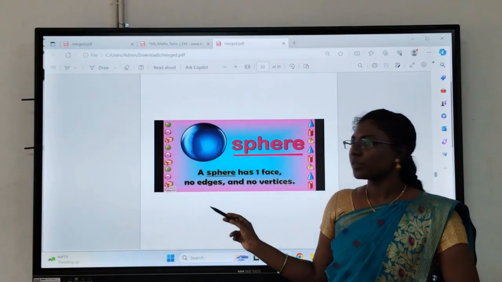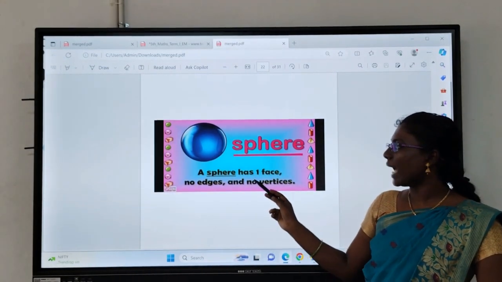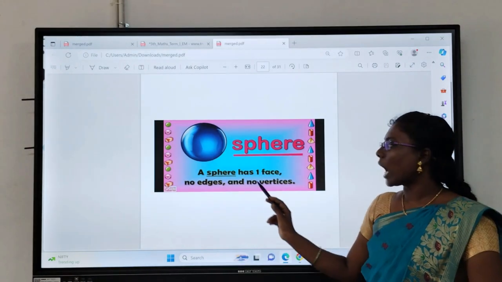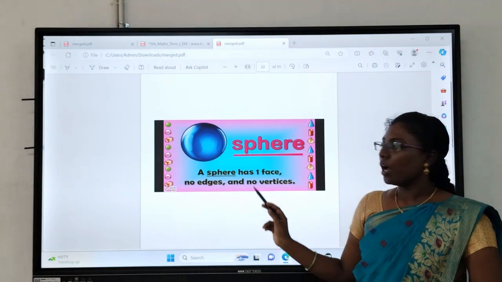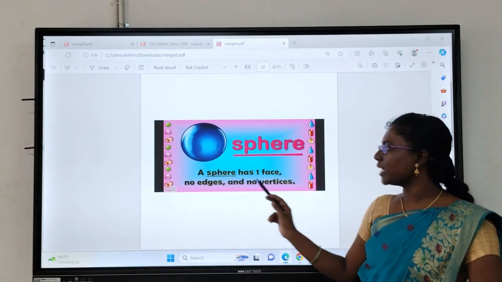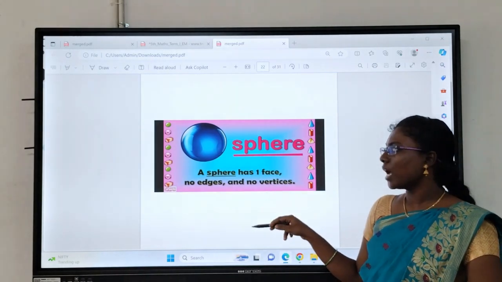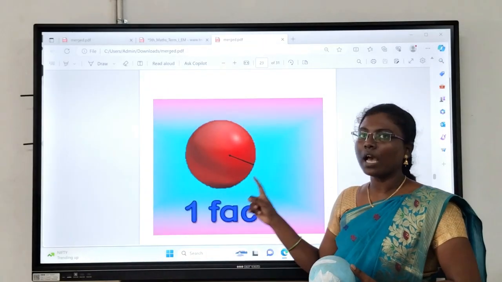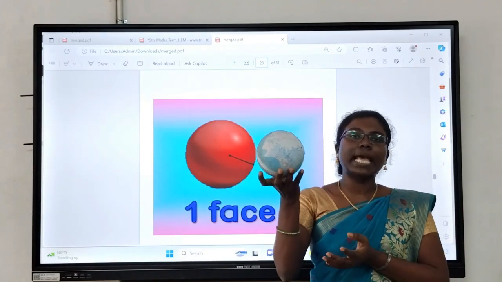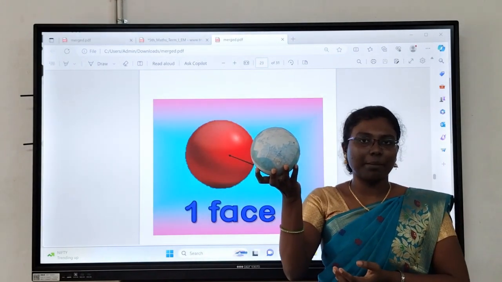What is a sphere? A sphere has one face, no edges and no vertices. So a sphere has one face. This is an example of a sphere shape.